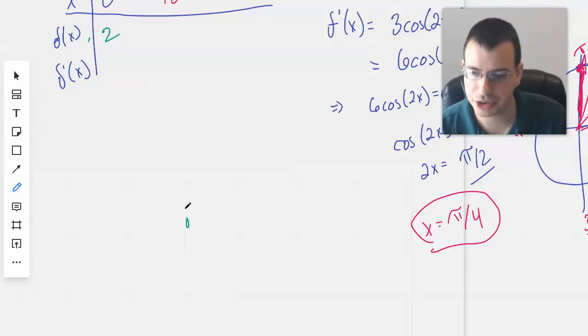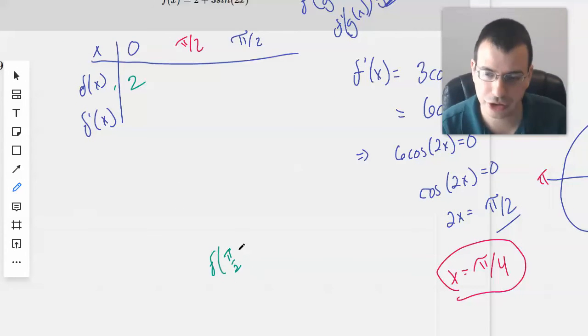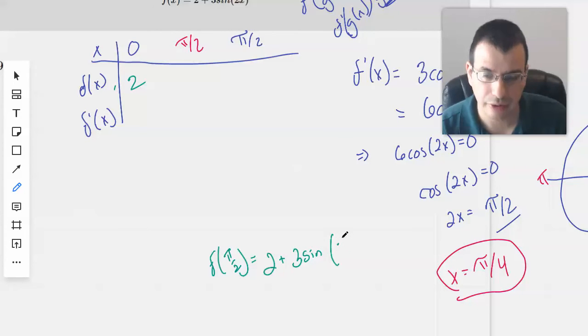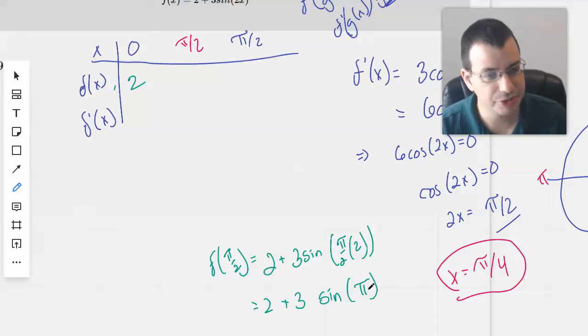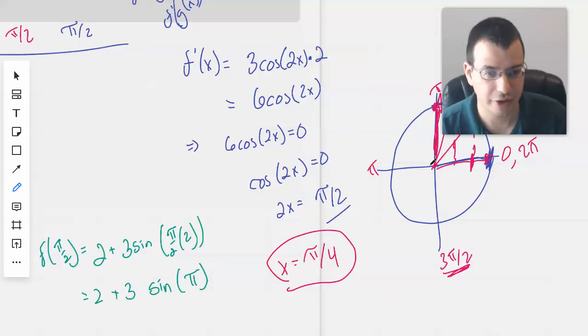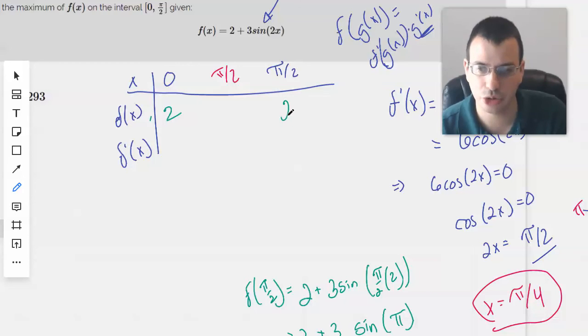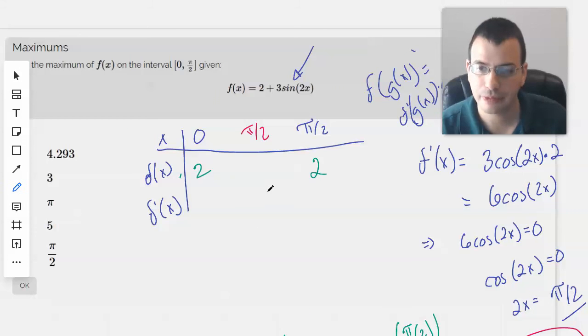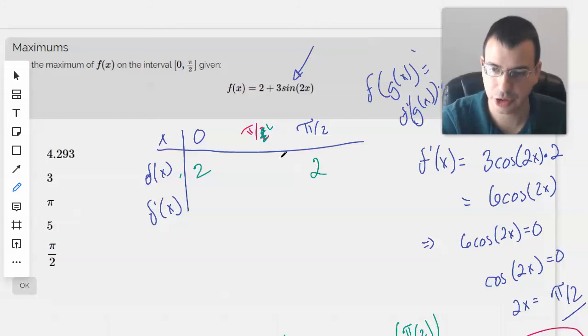Okay, so I'm going to write this one out. f of pi over 2 equals 2 plus 3 sine of pi over 2 times 2. So this will equal 2 plus 3 sine of pi. Sine is basically the y value. So when we come over this way, this is pi. So the sine of this would be 0. So we'd again get 2 plus 3 times 0, which would be 2.